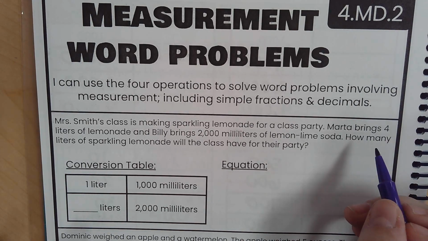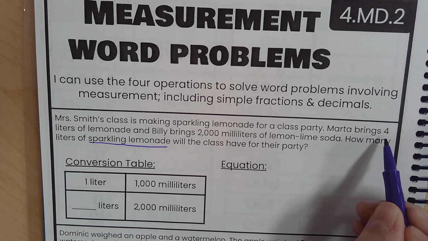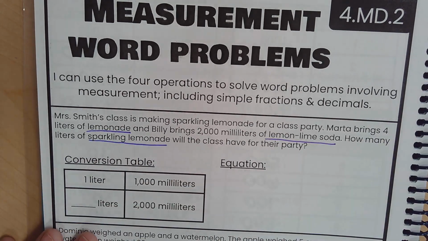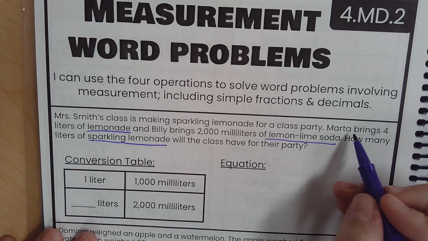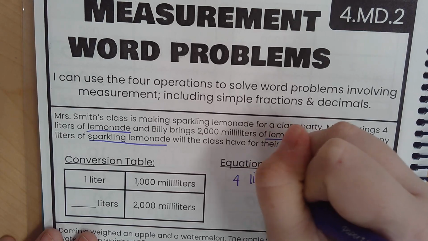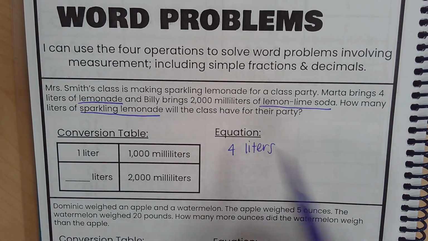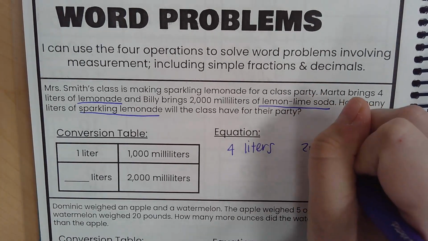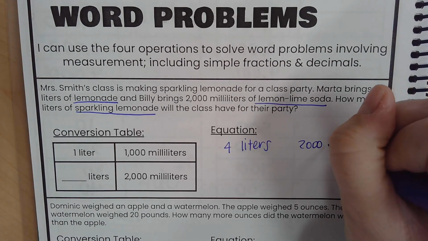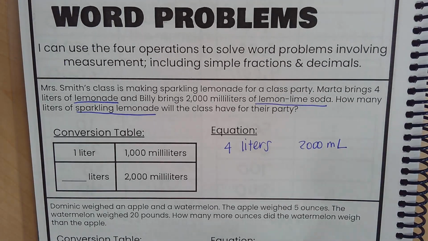So what that says to me, so look, sparkling lemonade, that says to me that they're going to take the lemonade and the lemon lime soda and they're going to combine it, okay? So Marta brought 4 liters, so 4 liters, and Billy brought 2,000 milliliters. And if you want to abbreviate milliliters, and you might see it sometimes like this, it's going to look like that. And I believe the L stays big like that.